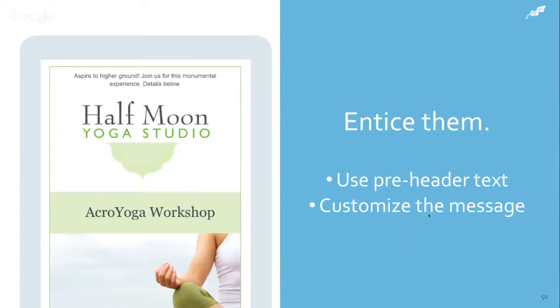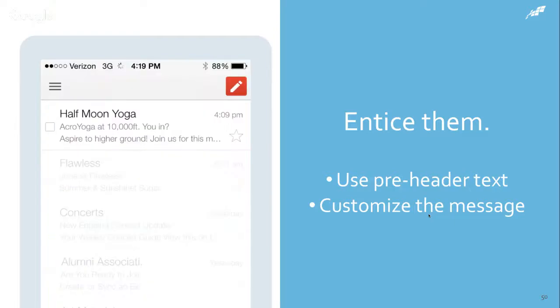The pre-header text is the little message that people are likely to see inside of the message, right underneath the subject line. So in this case, it's aspire to higher ground. Join us for this monumental experience, details below. That looks like this in the inbox of your phone. So subject line, Acro Yoga at 10,000 feet, you in? Aspire to higher ground, join us for this. So it has the action right in there.